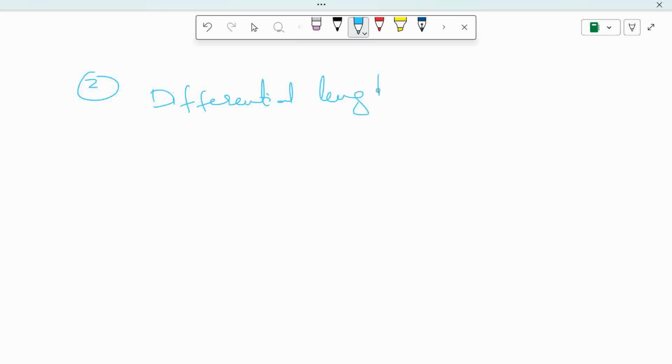Now the next thing that is important is differential length. It is denoted by dl. So I mean we can put small l instead.